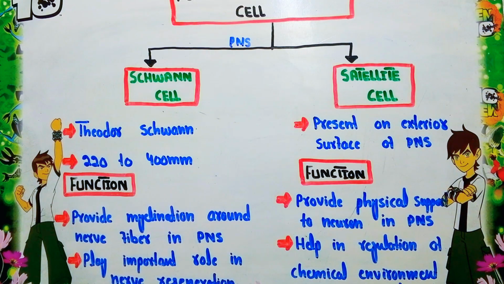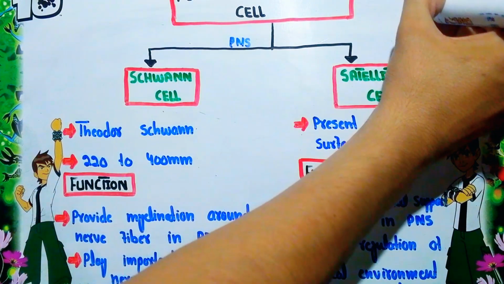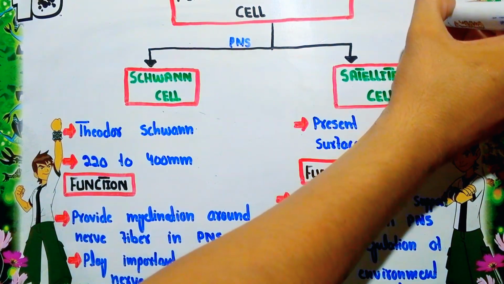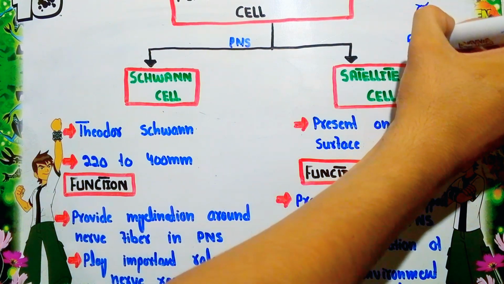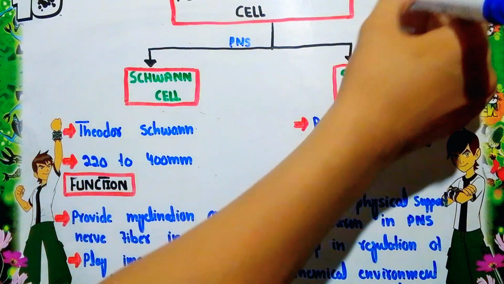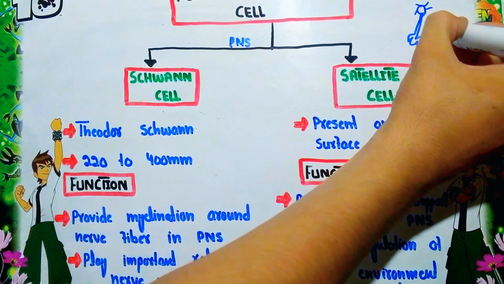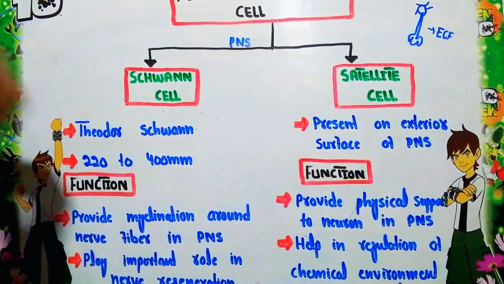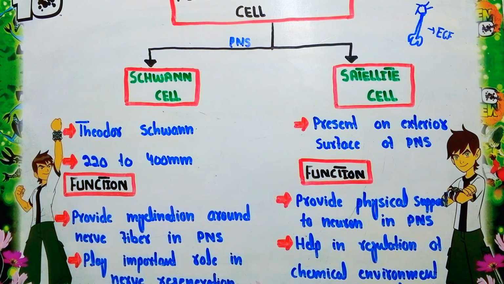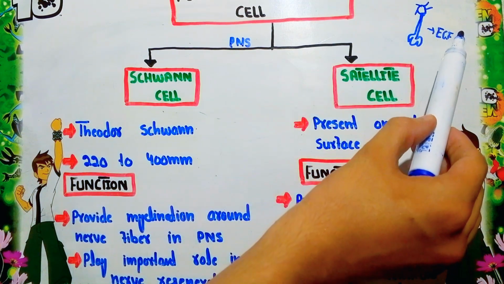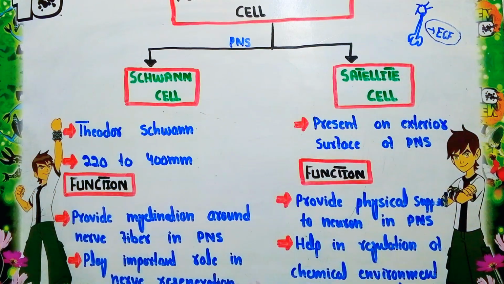Now the second function of the satellite cell is the regulation of the chemical environment of the ECF around the neurons. This is basically the structure of a typical neuron. The environment around this neuron is called the extracellular fluid, ECF. The satellite cell maintains the chemical environment of this ECF. So this is the second function of the satellite cell. So this is overall about the neuroglial cells or glial cells. Thank you so much.